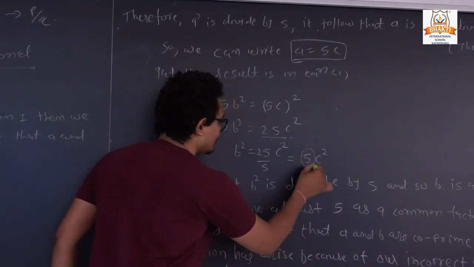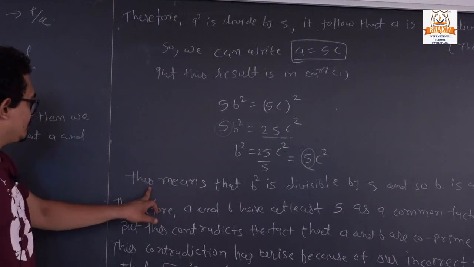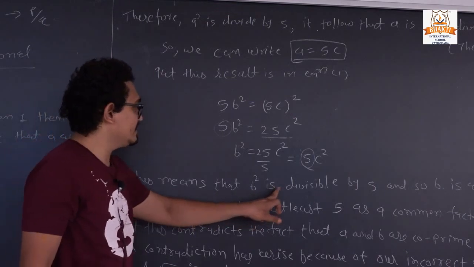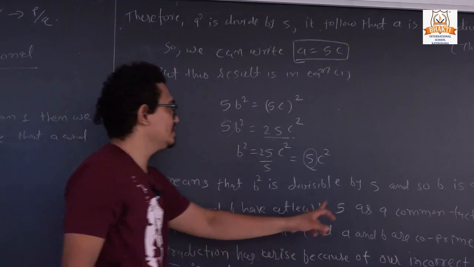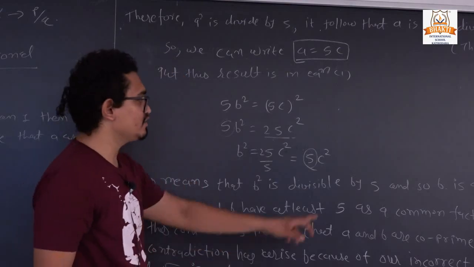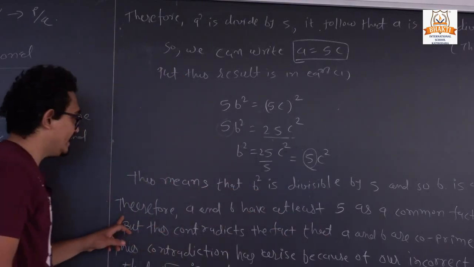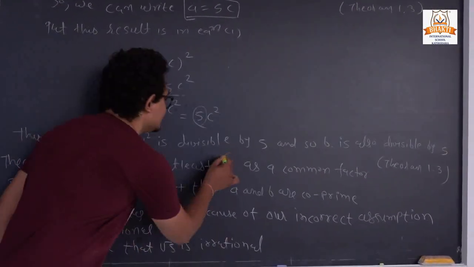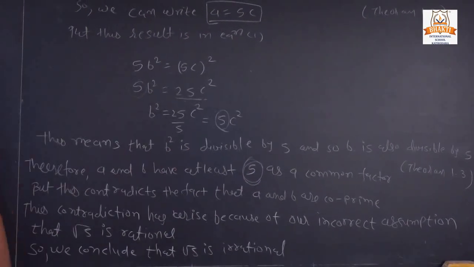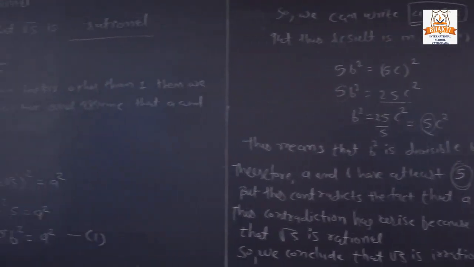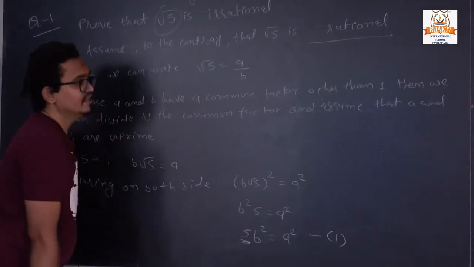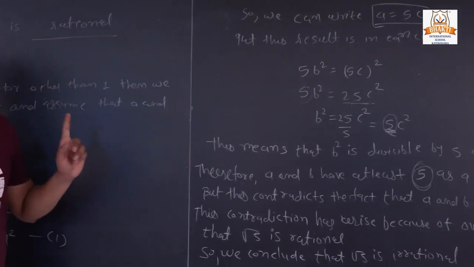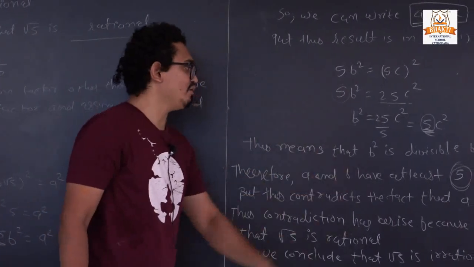So again we can see that here 5 is with the C. That means B square is also divisible by 5. So it means B is also divisible by 5 according to our theorem number 1.3. Therefore we conclude that A and B have at least 5 as a common factor. Here which term has the common factor? C. Here we have 5, and here once again we have 5. So it means A and B have at least 5 as a common factor.